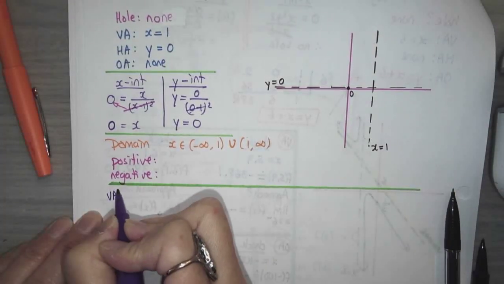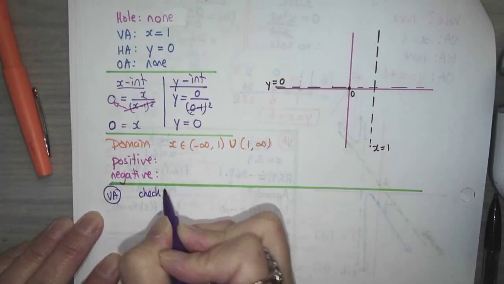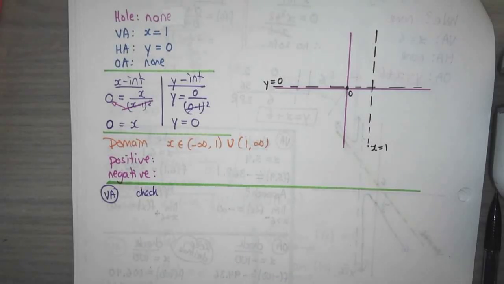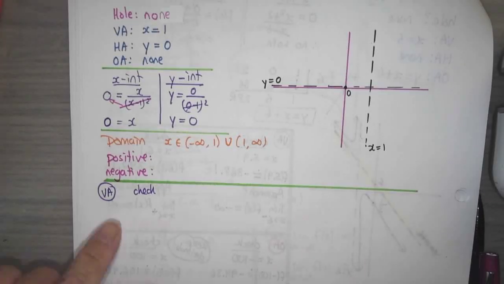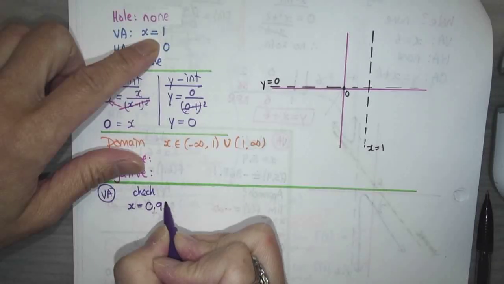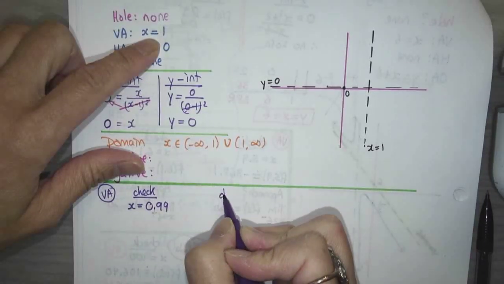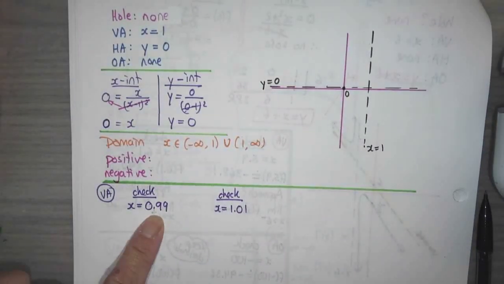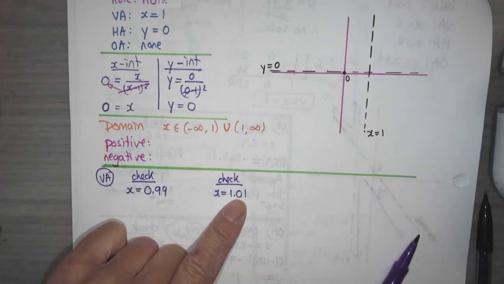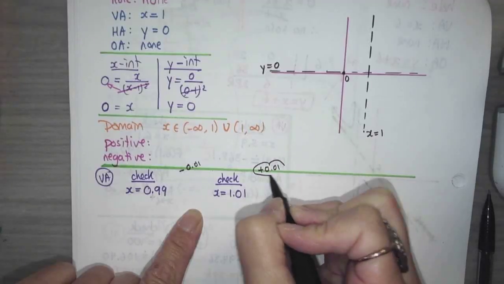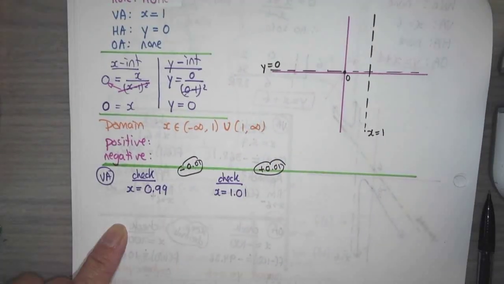For my vertical asymptote, there are two checks. It's at 1, so I always do minus 0.01 and add 0.01. That's kind of my standard. So 1 minus 0.01 is x equals 0.99, and I'm also going to do a second check at x equals 1.01. So it's always minus 0.01 and add 0.01, and that's in my brain for both my checks.